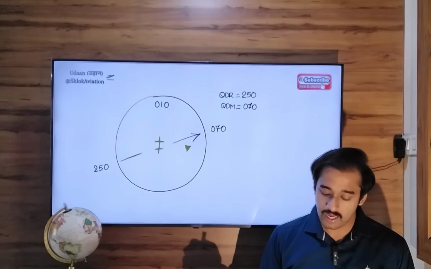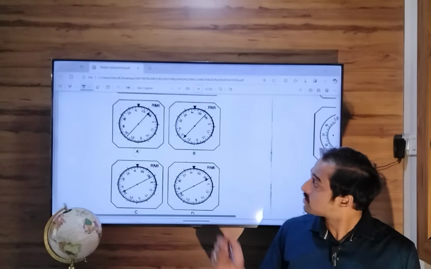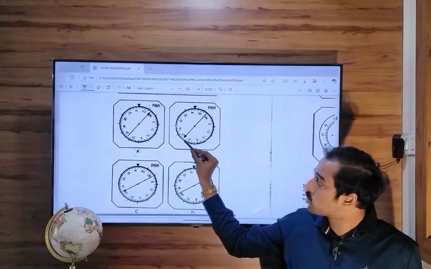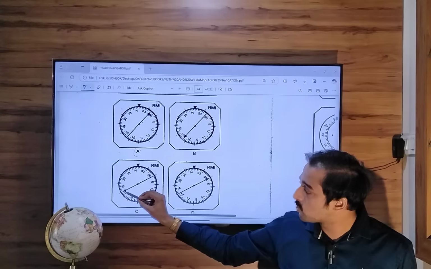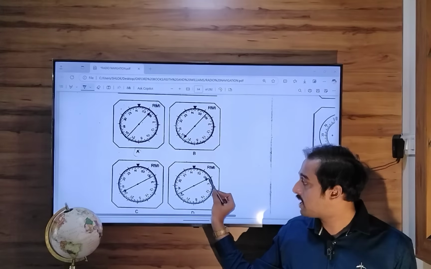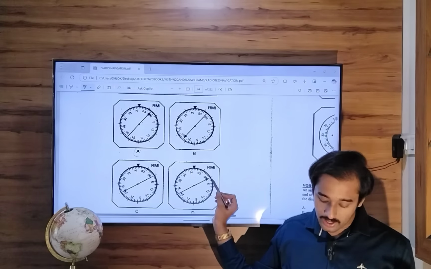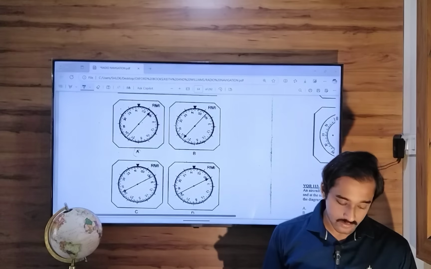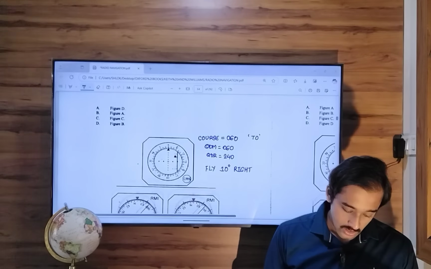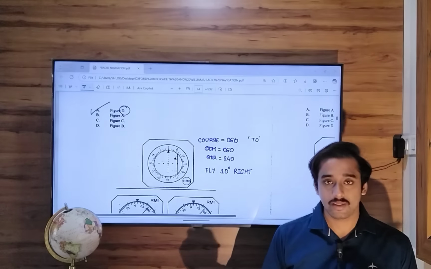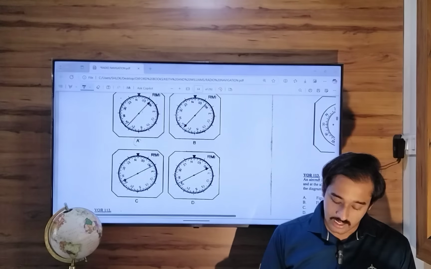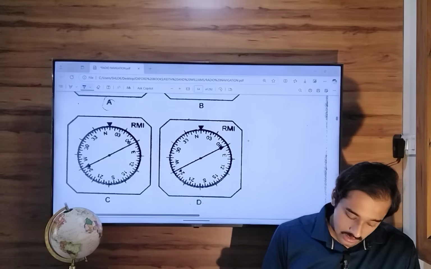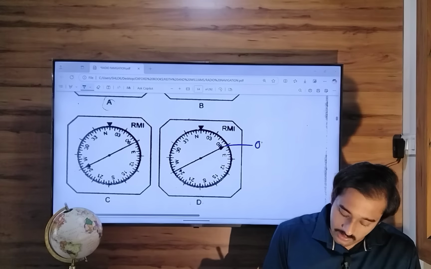Next we noted that QDM should be 070. So in this the QDM is 050, the tip of the needle. In this the QDM is 230, tip of the needle. Over here 250, and in this case the QDM is 070. Okay, so according to me the correct option will be figure delta, which is option A, because it is correctly pointing towards a QDM of 070.